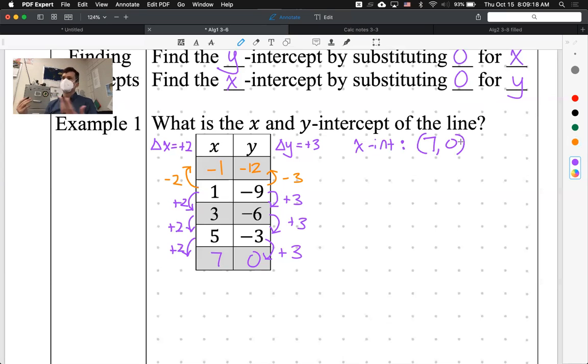All right, now we just need to find the Y-intercept and we're done, right? That was the original question. The question said, what is the X and the Y-intercept? Well, there's that one. But I need a 0 for y, I need a 0 for x. So there's no 0 there. What am I going to do?